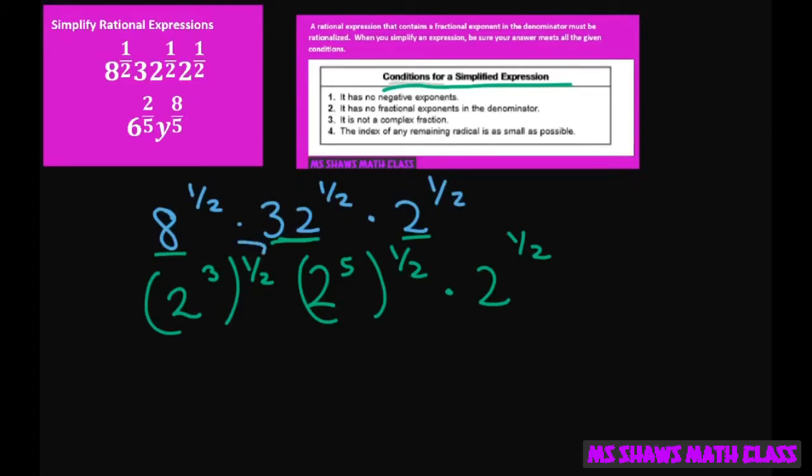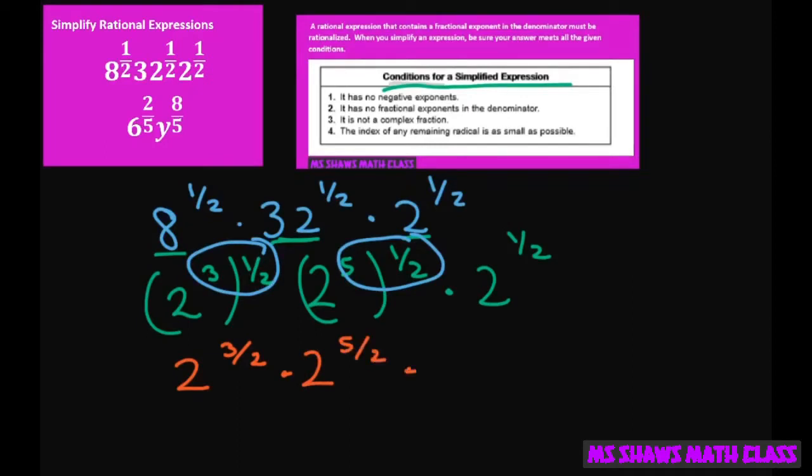Now, you can multiply these, so you're going to get 2 to the 3/2 times 2 to the 5/2 times 2 to the 1/2. With the product property, you can add these exponents up. That gives you 9/2. So basically, we have 2 to the 9/2.